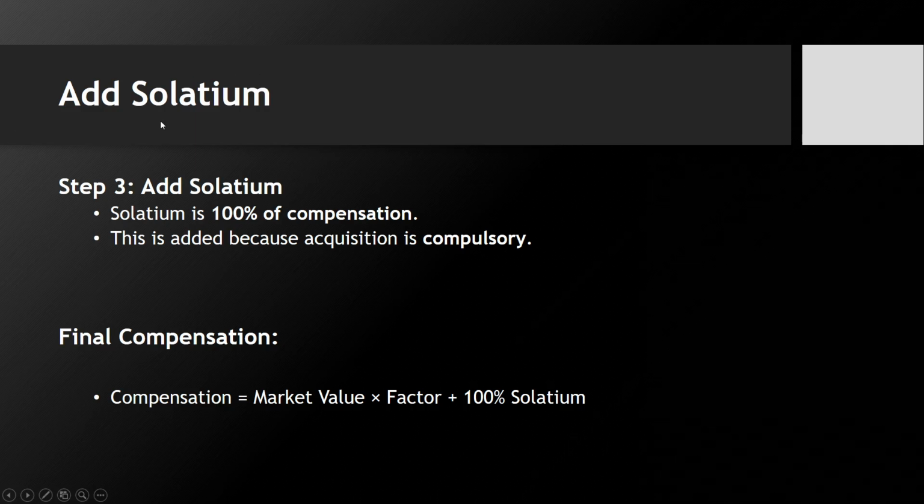Then solatium, we were talking about this. So solatium is 100% of compensation. This is added because acquisition is compulsory. Okay, because we are taking land.